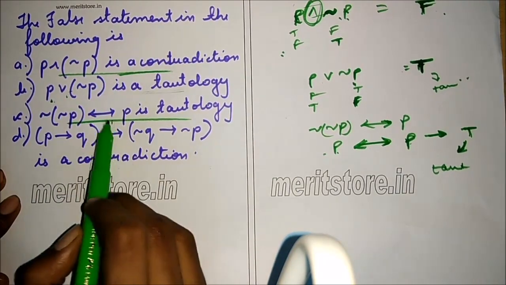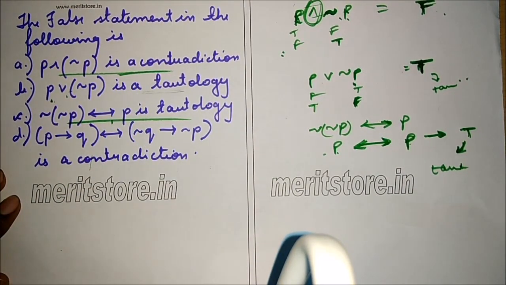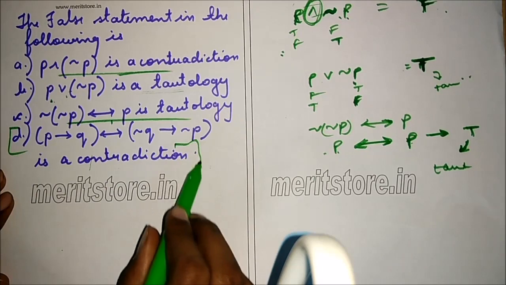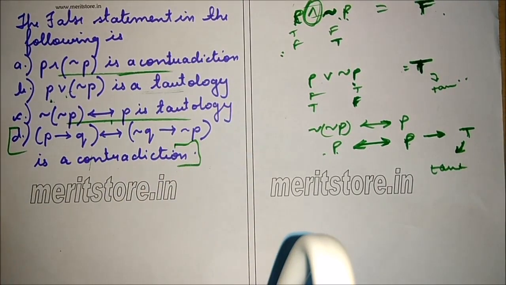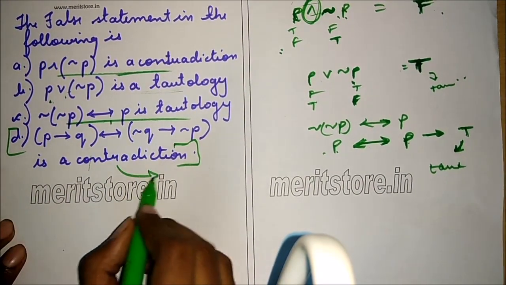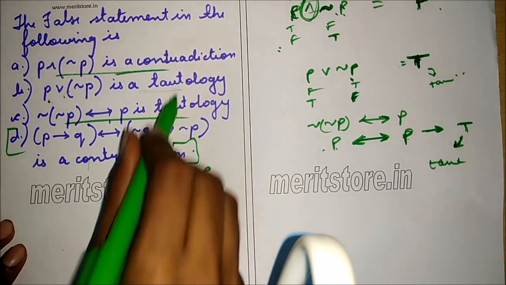So since A, B and C hold true, D is the only false option. So the answer is D. P implies Q, double implication negation of Q implies negation of P is a contradiction. And this is a false statement, since everything else is true.